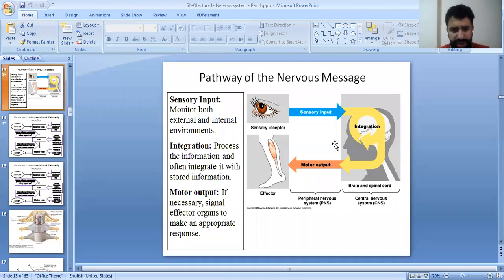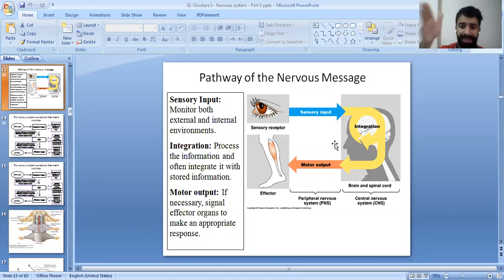Sensory input, integration, motor input. So sensory input, for example, let's say I saw Ahmed playing, using a phone during my session. So I saw him using my sensory organ. This is the eye. It's called the sensory input. Then this message will move to the brain. The brain will integrate it, will analyze the information, and will send the order or the action.